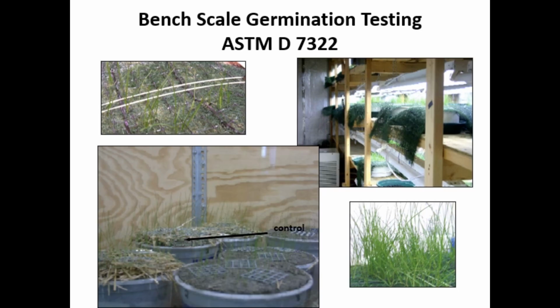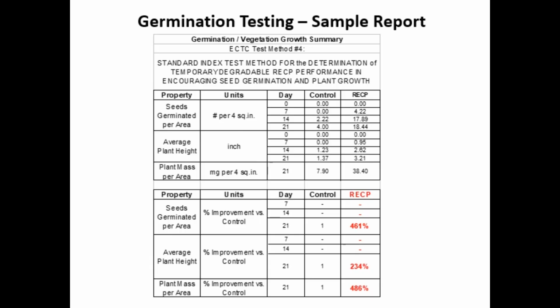8-inch pots of soil are prepared with surface seeding, with and without the candidate RECP covering the surface, and exposed to a challenging temperature and humidity environment for 21 days. Data is gathered every 7 days, including the number of seeds germinated and the height of the plants. And at 21 days, the plants are harvested to determine the total biomass produced. The REC protected pots are compared to the unprotected control pots to determine the percent improvement associated with the tested RECP.